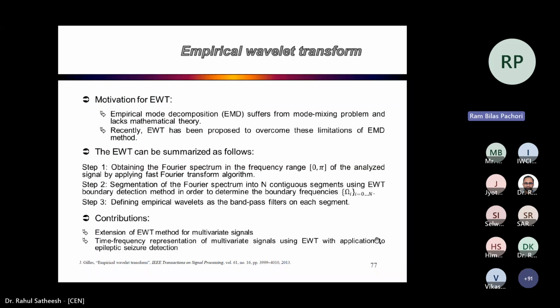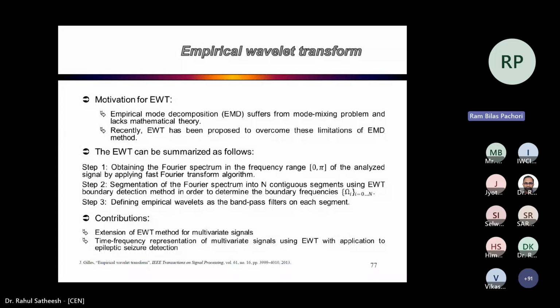The empirical mode decomposition that you have seen earlier suffers from the mode mixing problem, and it lacks mathematical theory. It is algorithmic in nature, and it doesn't have any analytical formula. So recently the empirical wavelet transform has been proposed in the literature to overcome these limitations of the EMD method.